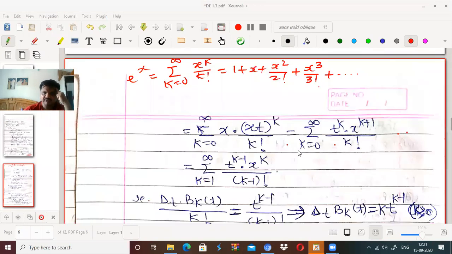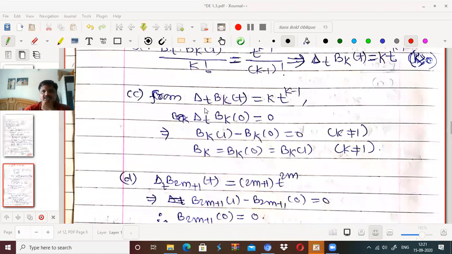So how will you prove it? We know that the difference of bk(t) equal to k into t to the power k minus 1, right? For any value of k. Therefore, delta t of bk of 0, I will put t equal to 0. You will get the right hand side as 0. So delta of bk of 0 is equal to 0. That means bk of 1 minus bk of 0 equal to 0 for k not equal to 1. This is for k not equal to 1. Maybe k equal to 1, right? K not equal to 1. Therefore, bk is equal to bk of 0 equal to bk of 1.